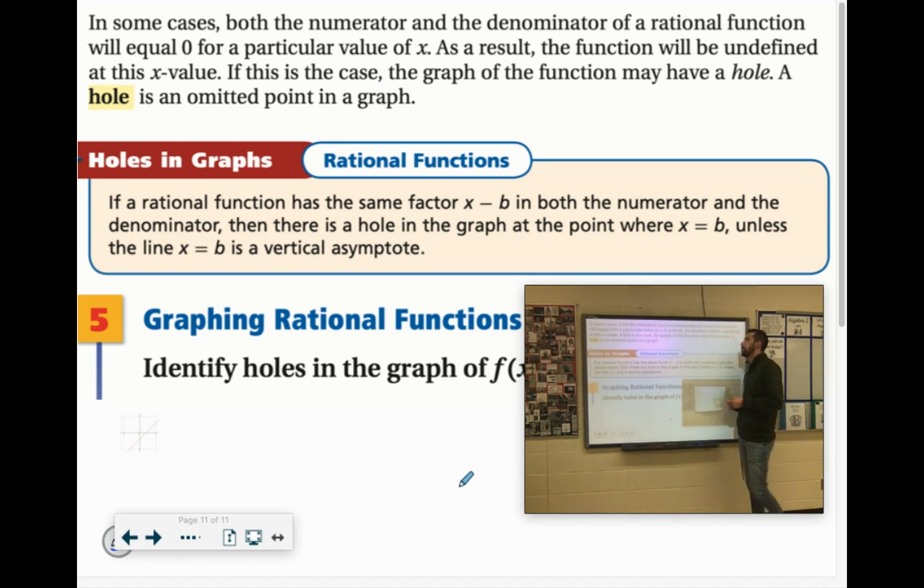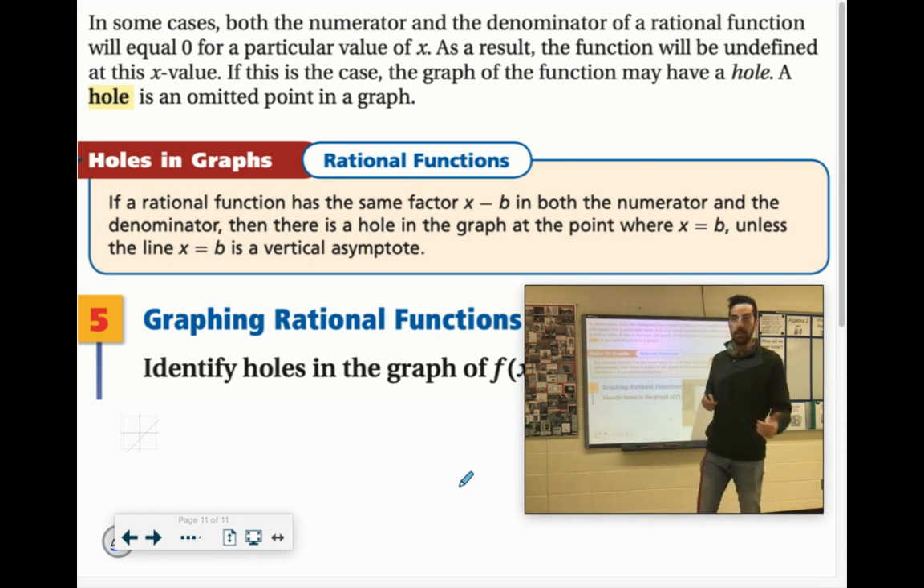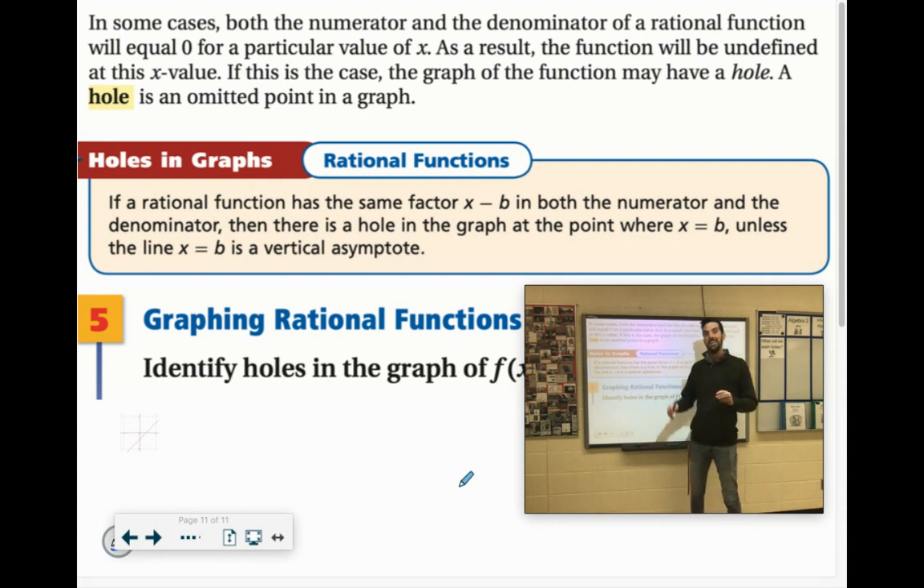In some cases, both the numerator and the denominator are going to have a common factor that can get canceled out and simplified. Kind of like when we were adding, subtracting, multiplying, and dividing these rational expressions. If you had the same thing in the numerator and denominator, you canceled it out. But you did have to worry about extraneous solutions in the denominator, right? Because you can't divide by 0.